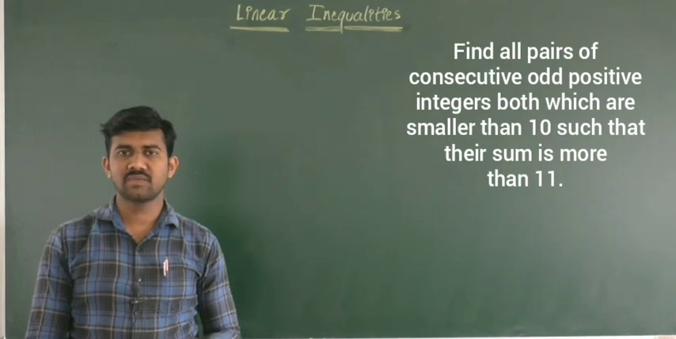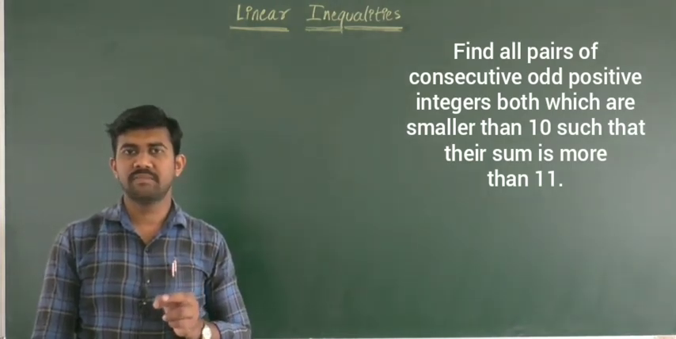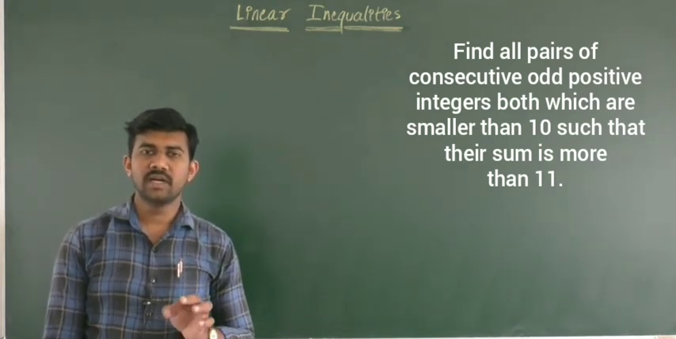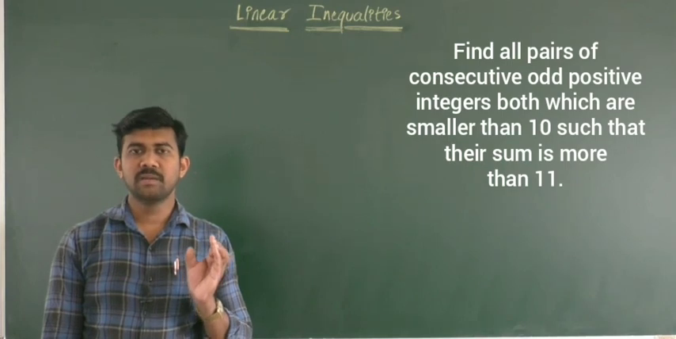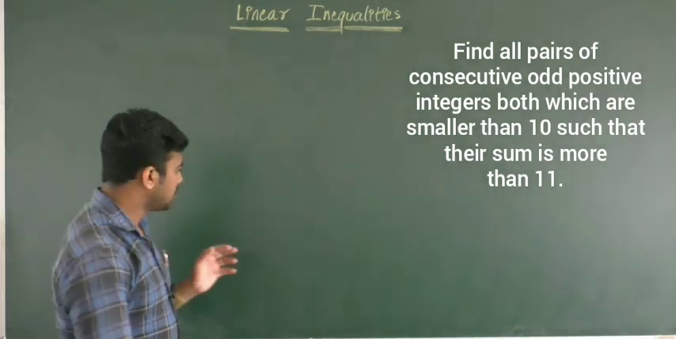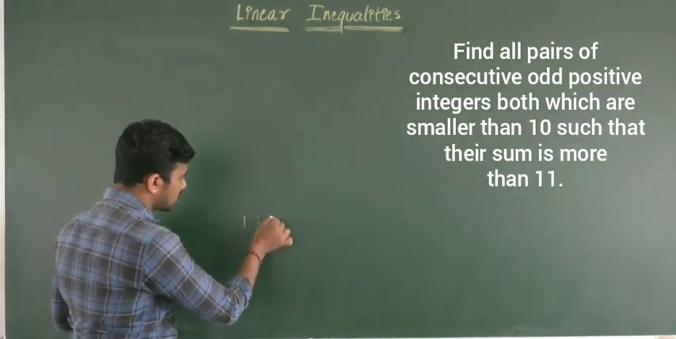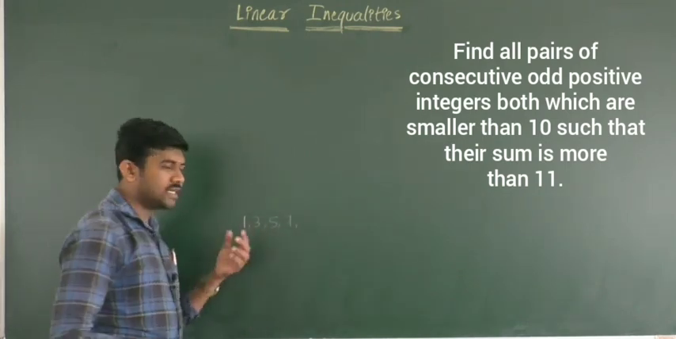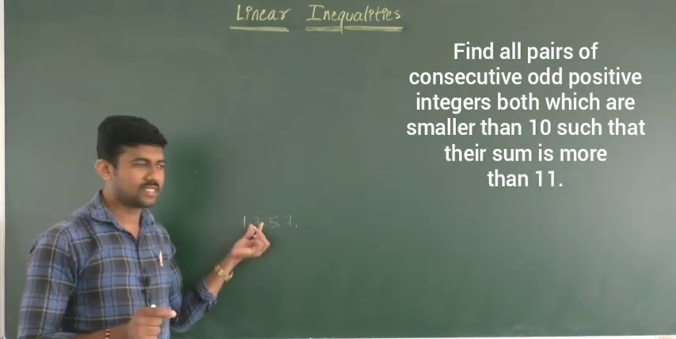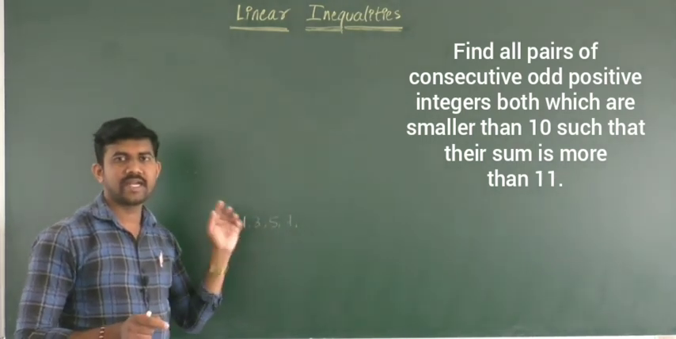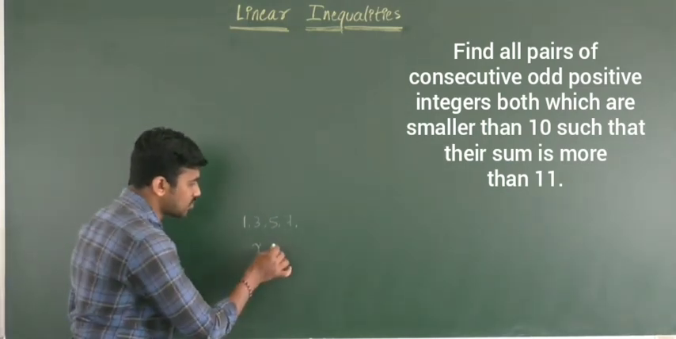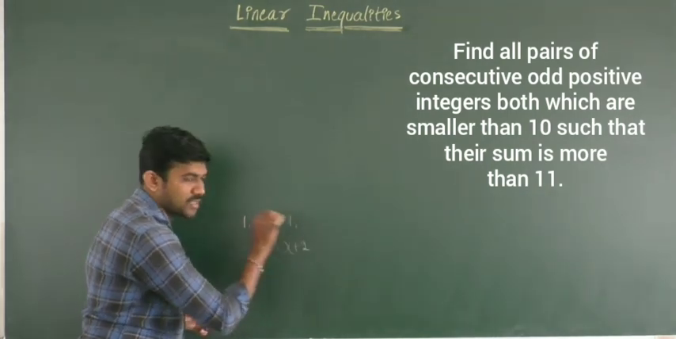In our previous class we solved two problems of the same type. Now we'll solve this one also in the same method. We need to find all possible pairs of consecutive odd positive integers. Like if you have 1, its next number is 3, then 5, 7 and so on. The difference is 2 here. So if x is an odd positive integer, its consecutive odd positive integer is x plus 2.